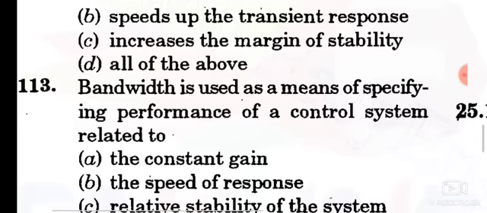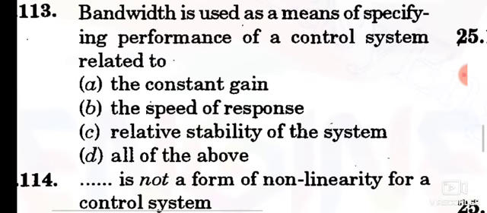Okay. Question number 113. Bandwidth is used as a means of specifying performance of a control system related to option B, the speed of response. Once again, bandwidth is used as a means of specifying performance of a control system related to the speed of response. So bandwidth, speed of response.